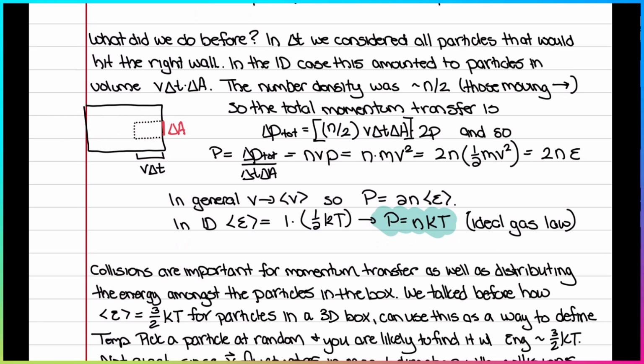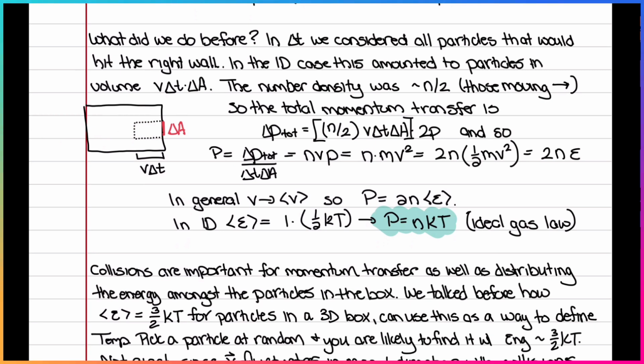And so we can define this volume here: particles that are moving to the right and are in this volume are moving such that they will hit the wall in some time delta t. So this length here is v delta t. A particle that's right on the edge of the box, in time delta t will just make it to the wall. Ones that are closer will hit and rebound during that time.